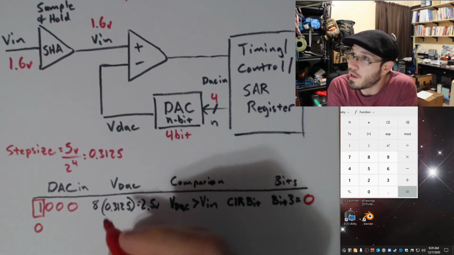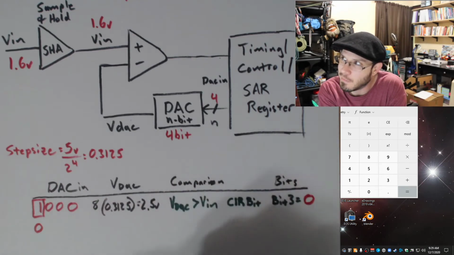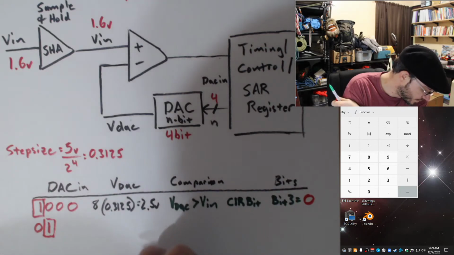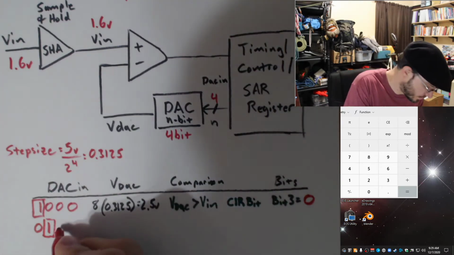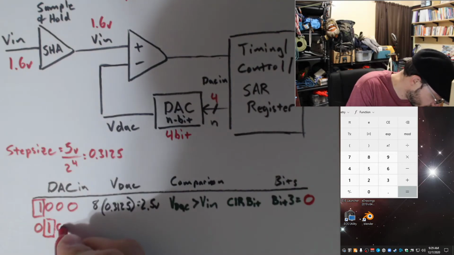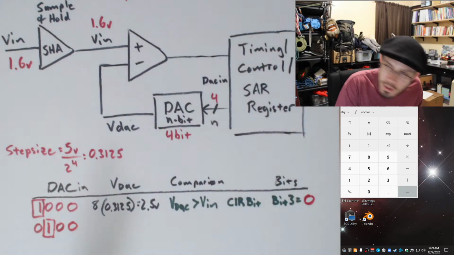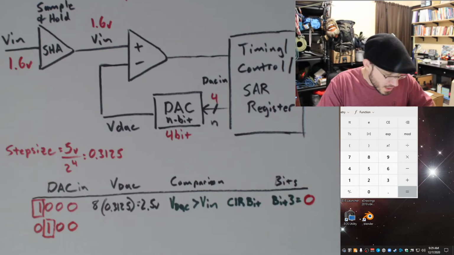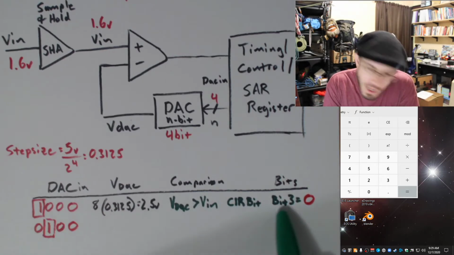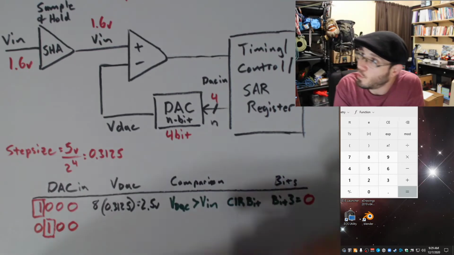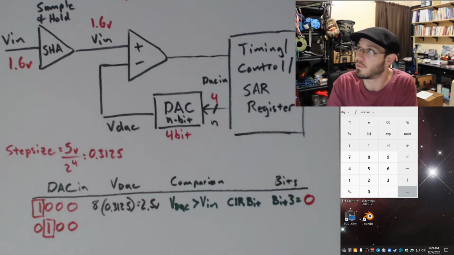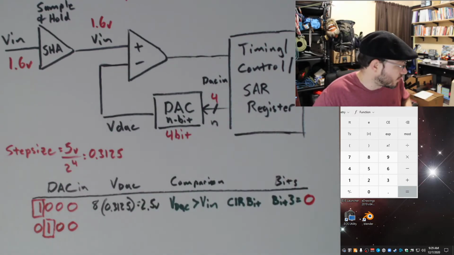Okay, now what do we do? Set the next most significant bit. All other bits remain 0. So this is going to be the result of our first iteration, and we're going to go through 4 iterations for a 4-bit successive approximation analog digital converter.